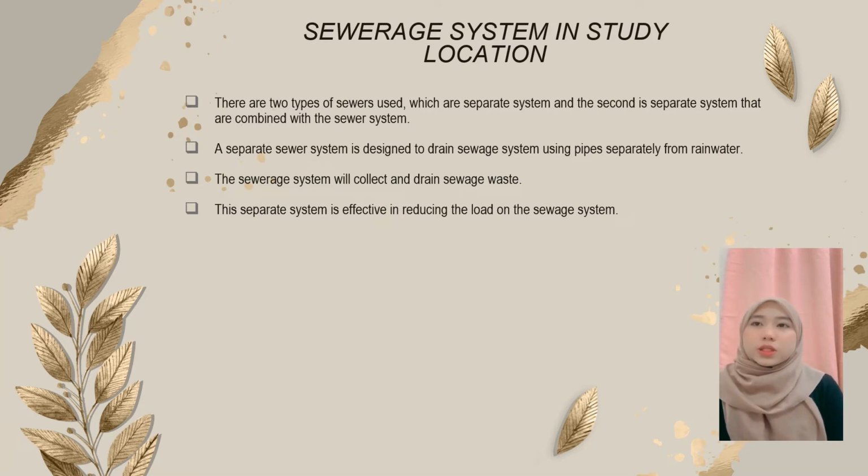Second, a separate sewer system is designed to drain sewage using pipes separately from rainwater. The third one, the sewerage system will collect and drain sewage waste, while the drainage system will drain rainwater. The separate system is effective in reducing the load on the sewage system, only requiring a small pipe size, and the water from the water drainage system will not be contaminated with sewage waste.